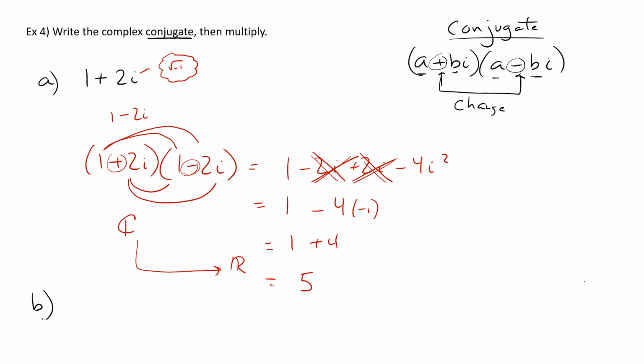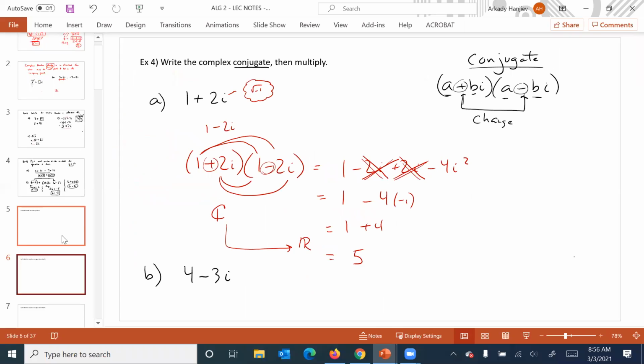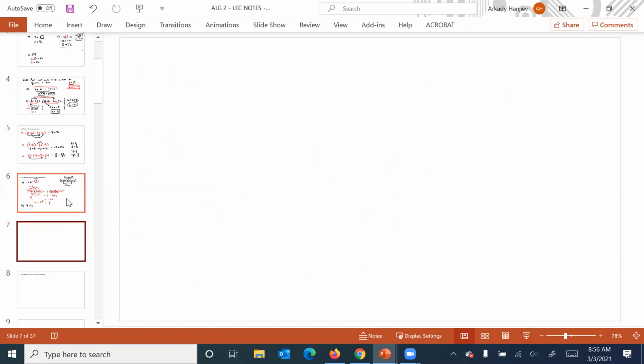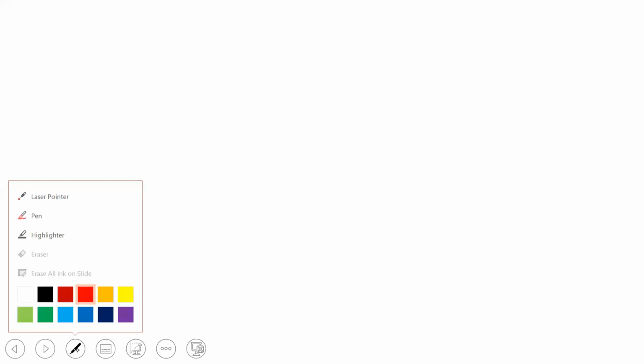B is, let's go with it. 4 minus 3i. All yours for this one. Try it yourself. See what you end up with. While you're doing that, I'm going to add an extra slide here real quick. Okay, 4 minus 3i. Why do you think you did something wrong? All right, we good?